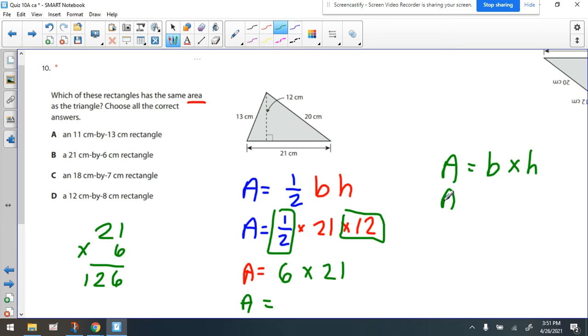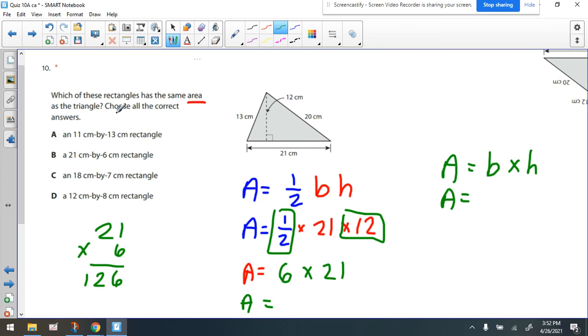So what you need to do is go through each choice, take the two numbers that they give you, and multiply them together, and see which one also gives you this number. But you might notice something. If you look at the numbers that I have here in green, that kind of matches up one of the choices right there.